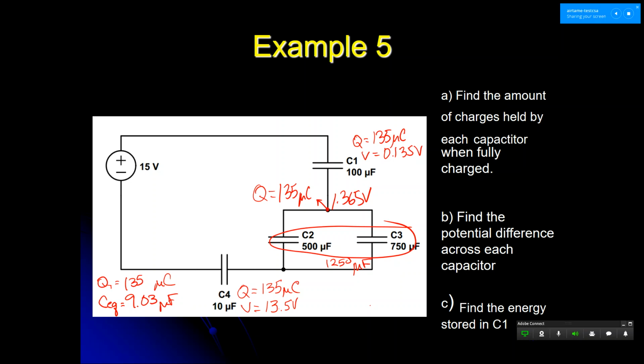Root G divided by C. You're right. That's why my answer is not working. Okay, that makes sense. Thank you.